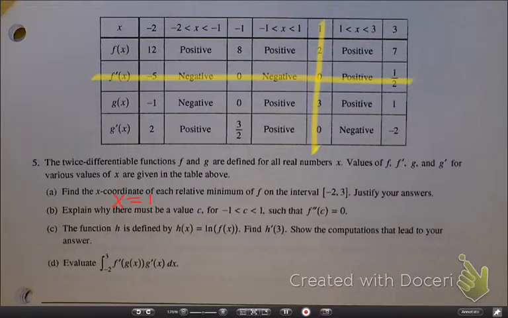So again, I know that x equals 1 is a relative minimum because it is a 0 of f prime of x, and f prime of x changes sign from negative to positive at x equals 1.